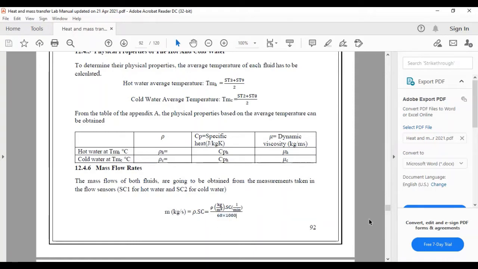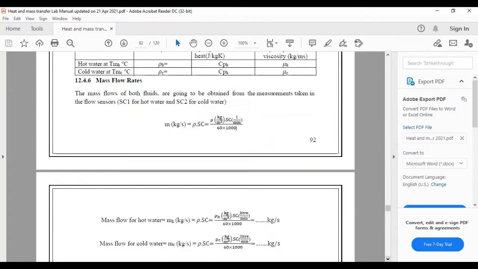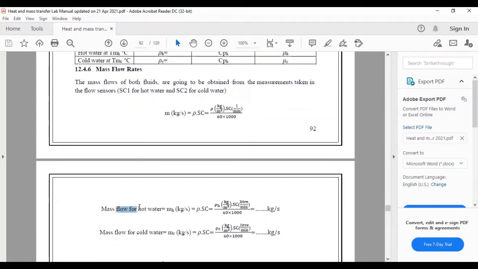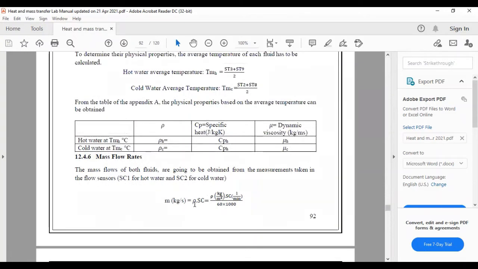So at the end, we will use this formula to measure the mass flow rate of hot water, mH, in kilogram per second, as well as for cold water, mC, C for cold and H for hot, which will also be in kilogram per second. Now, from where will we get the values of the density and the SC? As for SC, that is a flow rate. I already mentioned that we will measure it through sensors during the experiment.